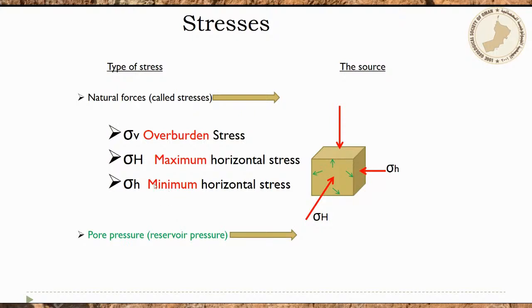Sometimes you will see sigma 1, sigma 2, and sigma 3, based on which one is higher than the others. And these three are perpendicular to each other. Let me check with the pointer. This is the vertical one, and these are the two horizontal. All three are perpendicular to each other because we are looking at 3D. The source of these is not human. They are natural stresses. The source is geological processes, tectonics and deposition over a long time. So it is there.